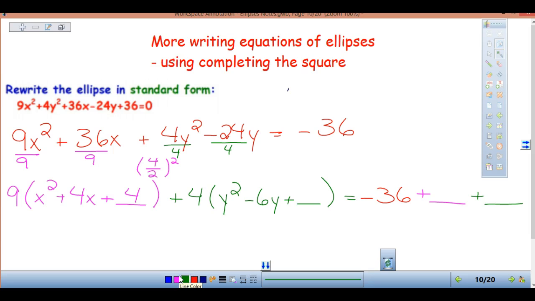Okay, now on this side, we're still going to do the same thing with the next one, except it's going to be half of negative 6. Well, that's going to give me negative 3. But if I square that, I'm going to get 9. I'm going to add 9 here.